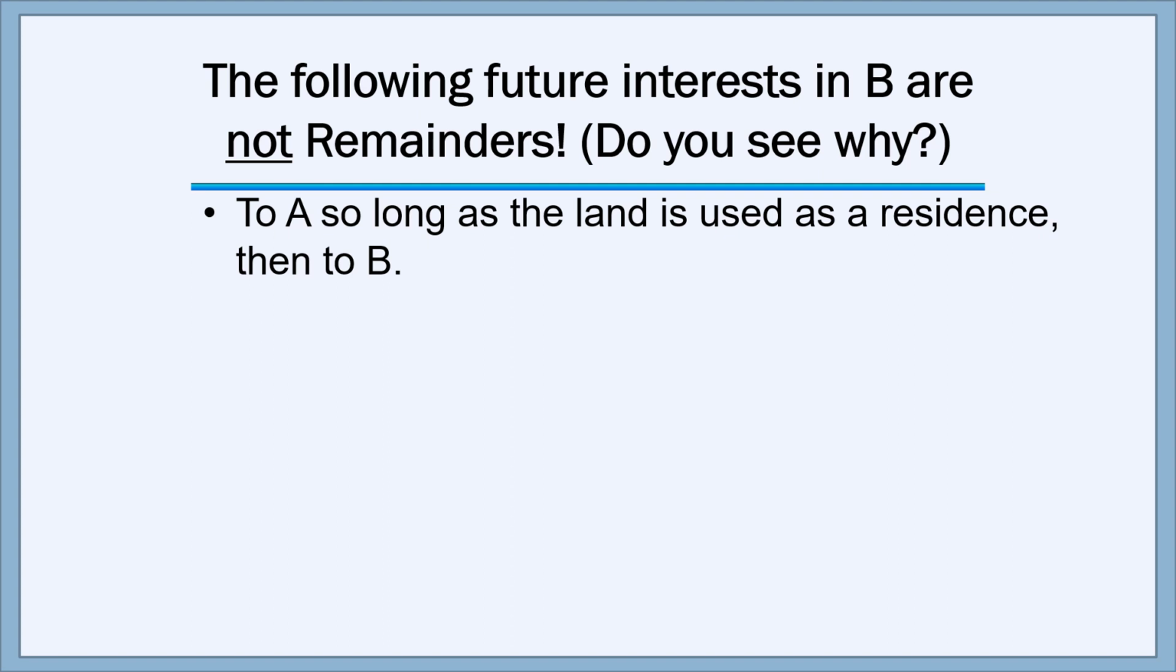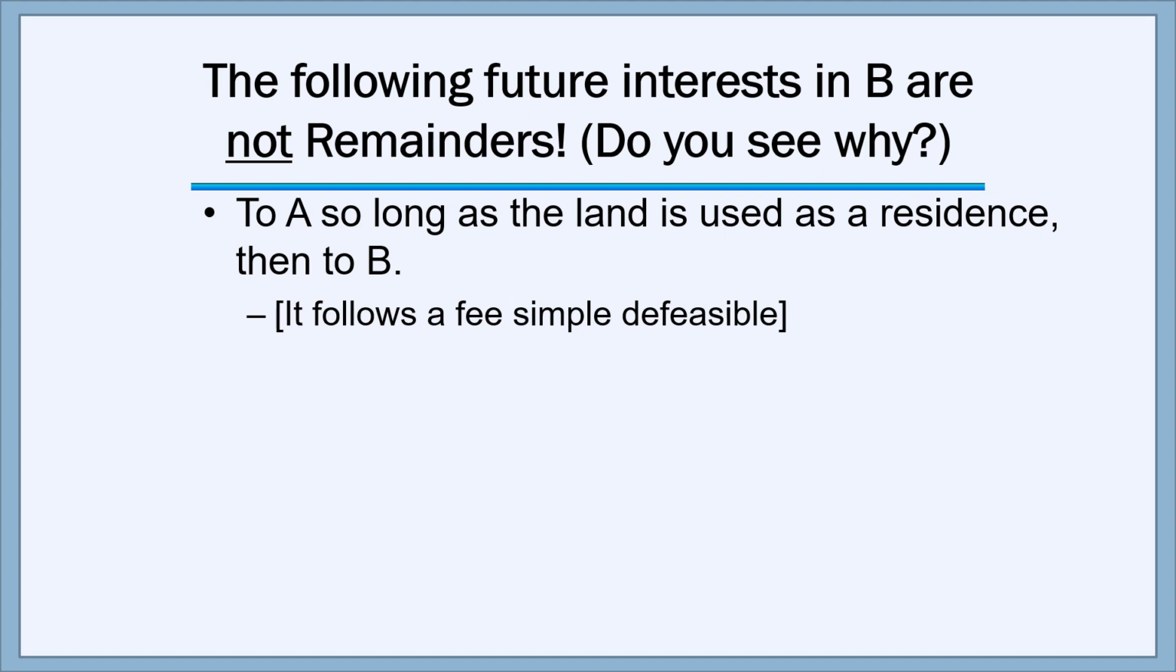In the first example, O, the grantor, conveys to A so long as the land is used as a residence, and then to B. You'll notice it doesn't say to A for life. It says to A so long as the land is used as a residence, and what that means is that what A has is not a life estate, but rather a defeasible fee estate, and B's interest is following a defeasible fee rather than a life estate, and therefore it can't be a remainder. It must be an executory interest.